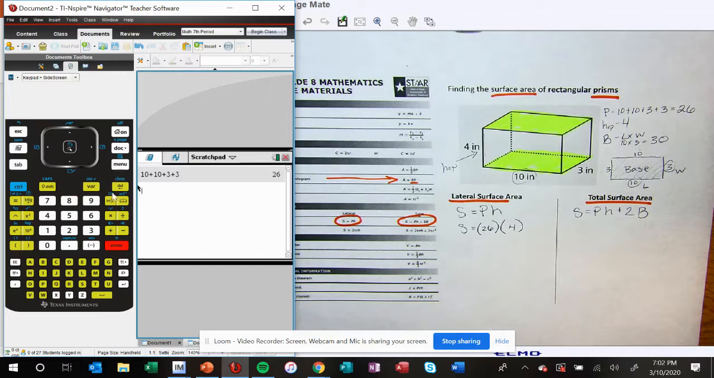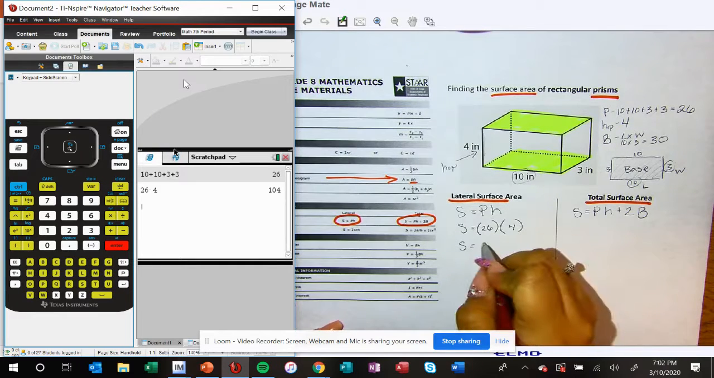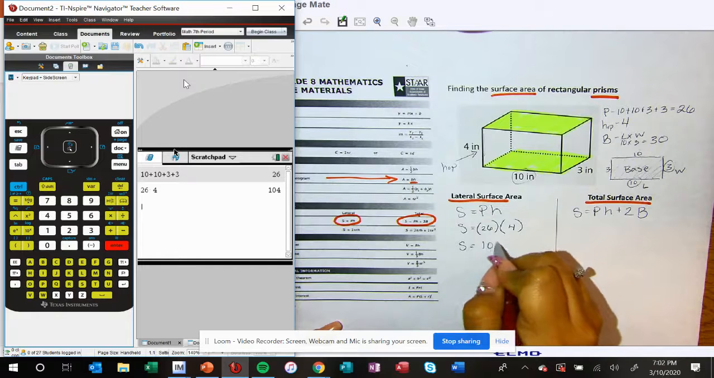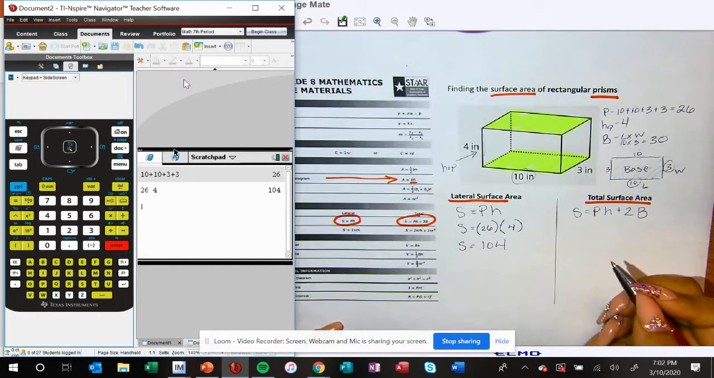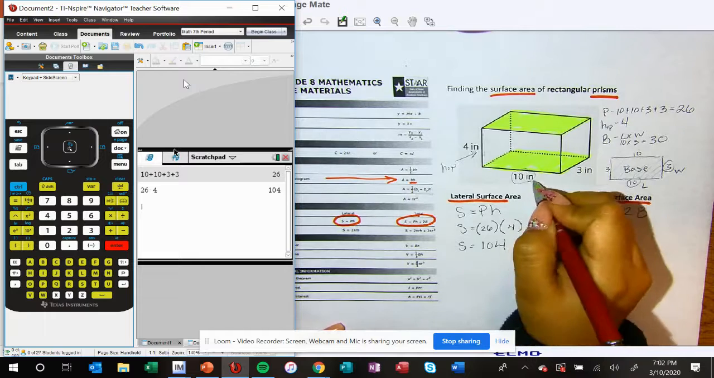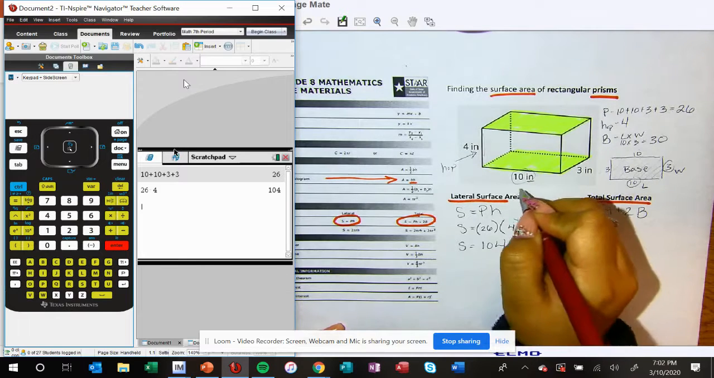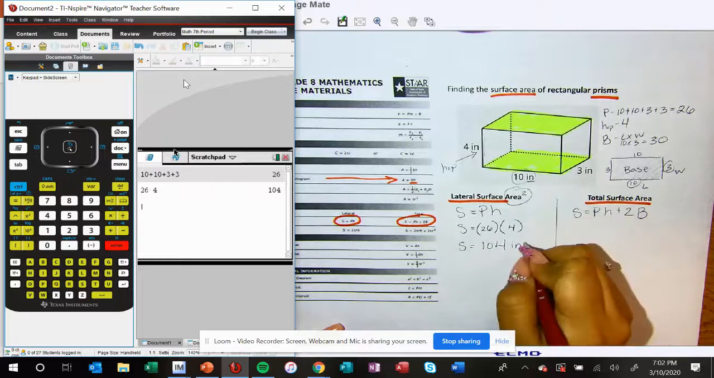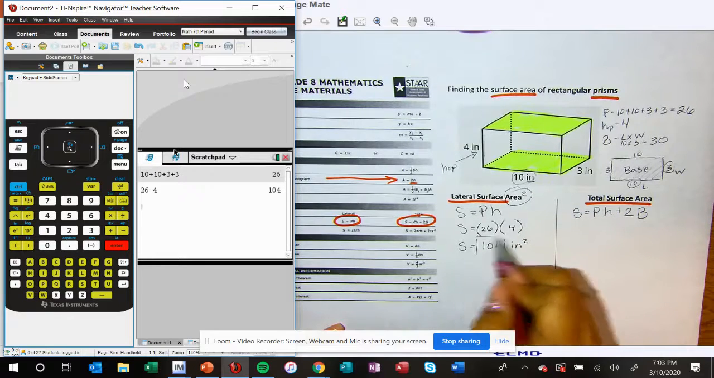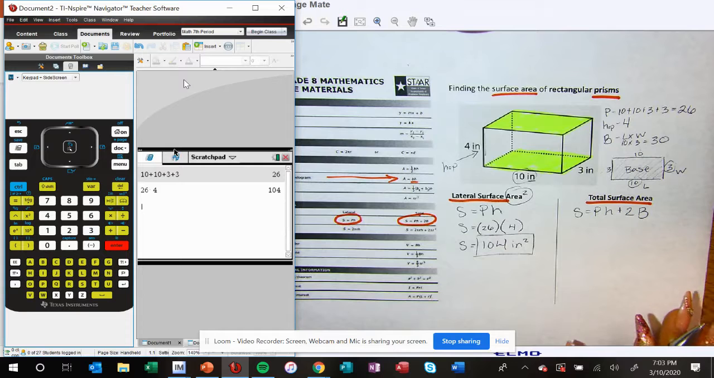And now I'm going to come over here to my calculator and I'm going to do 26, open parentheses, and then times 4. Hit enter. That is 104. So my lateral surface area is 104. Now I have to write the units. So the units are in inches. And because this is area, it is always squared. So my answer for the lateral is 104 squared inches, sorry.